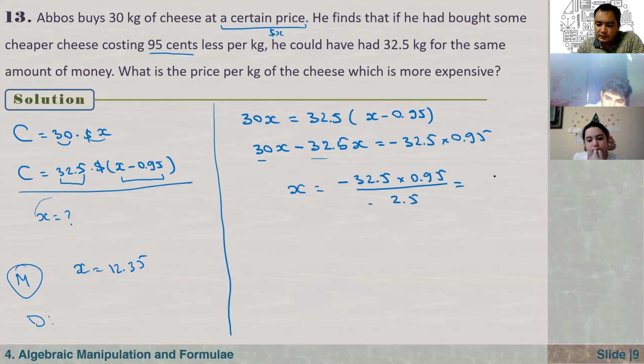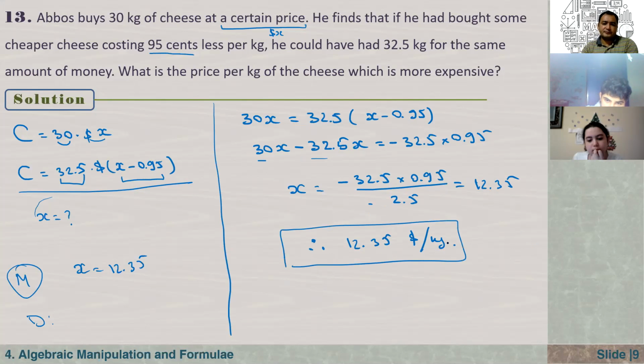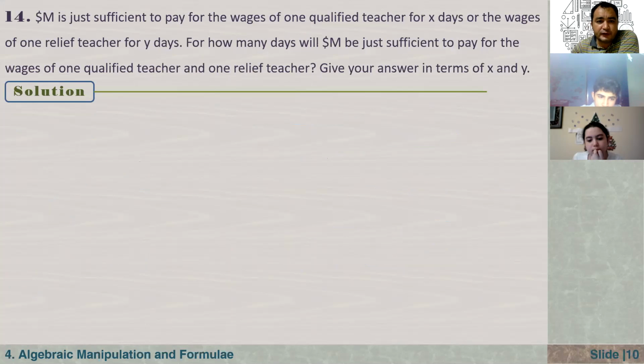If you calculate this, 32.5 times 0.95 divided by 2.5, that's equal to 12.35. So that is the right answer. So the original price, I mean the price where it was more expensive, was $12.35 per kg. That is the price of the cheese. Okay, Daphne, any question? No, teacher. Very good.